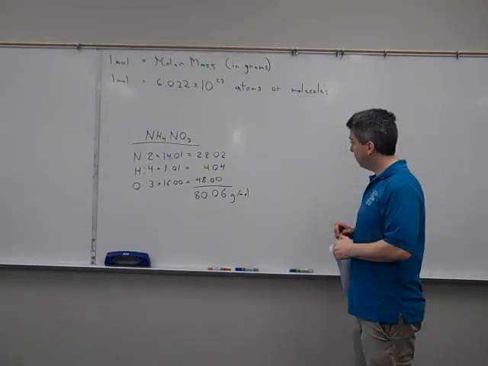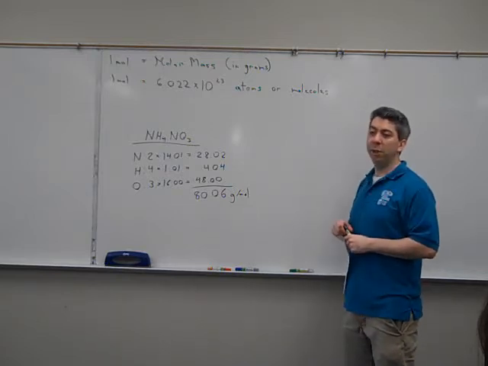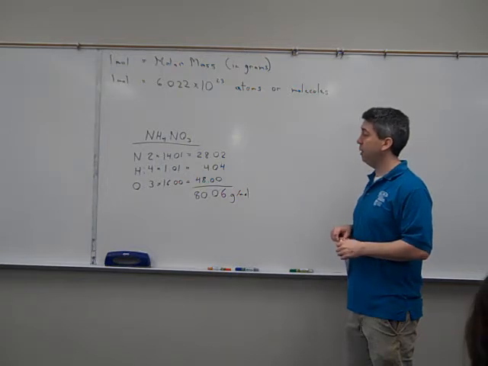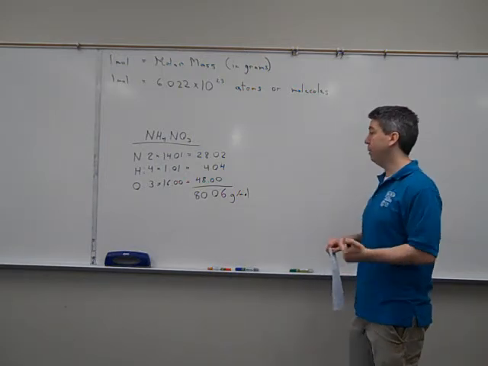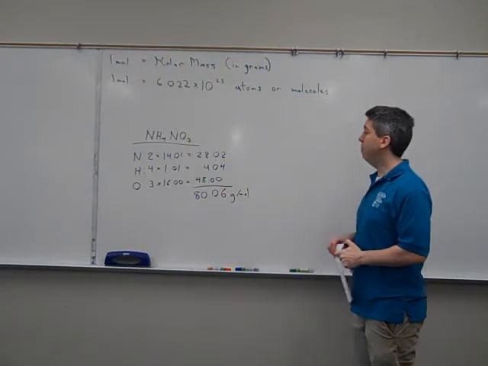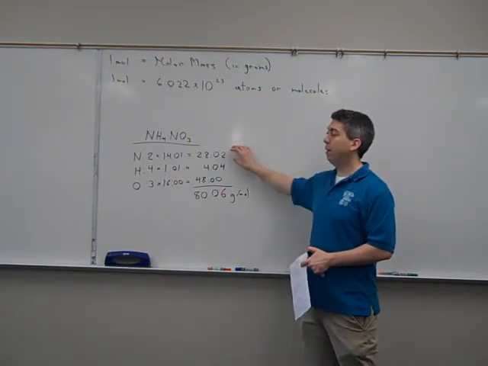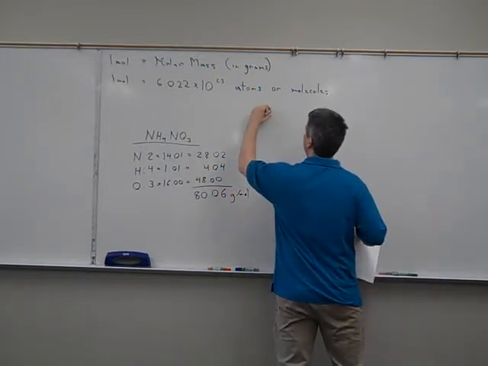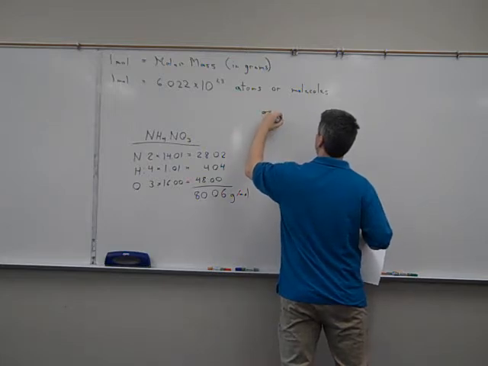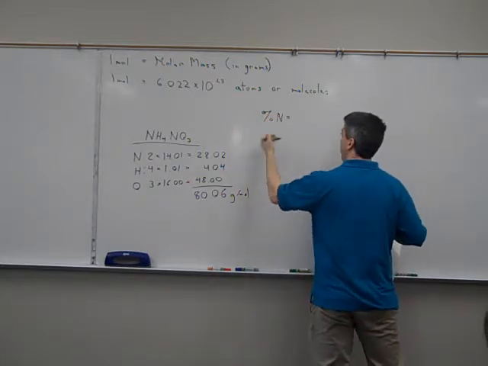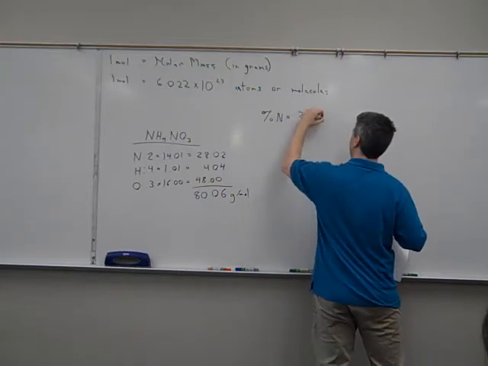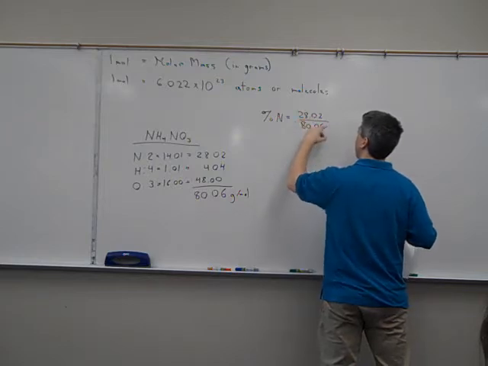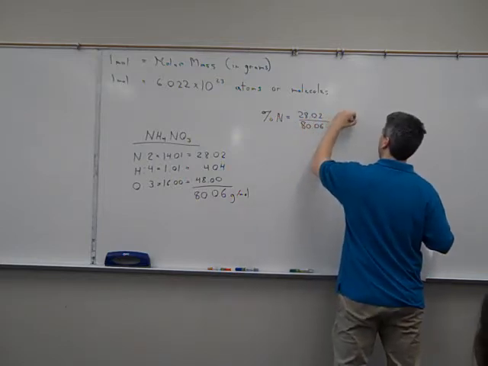Alright, so now, here's what we're going to do. We are going to calculate percent composition. If I want to know the percent nitrogen, percent hydrogen, and percent oxygen in this compound, I'm going to take the mass attributable to each element and then divide it by the total mass times 100. So for example, if I want to calculate the percent nitrogen, I take the mass attributable to nitrogen, 28.02, divided by the total mass, which is 80.06, times 100%.